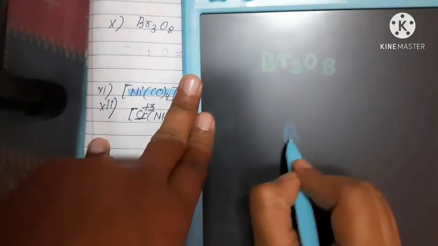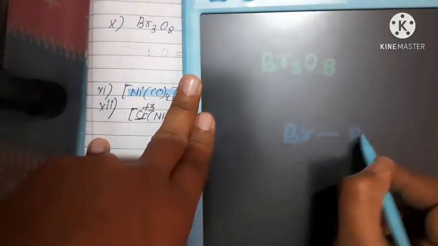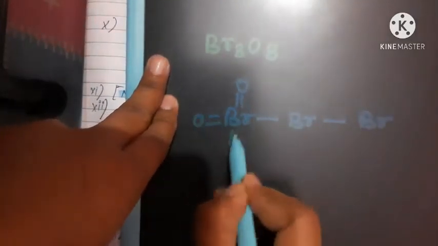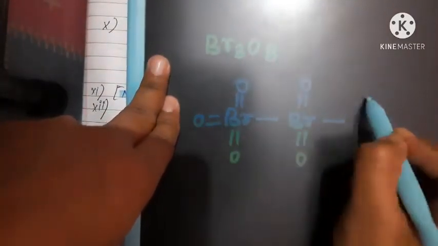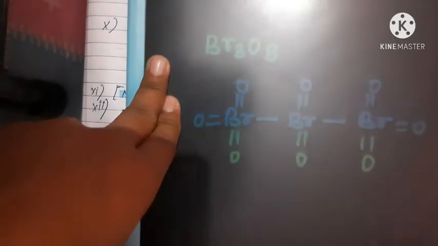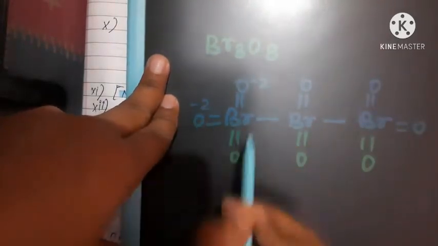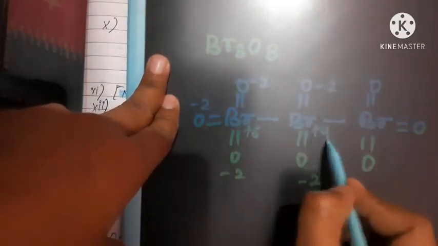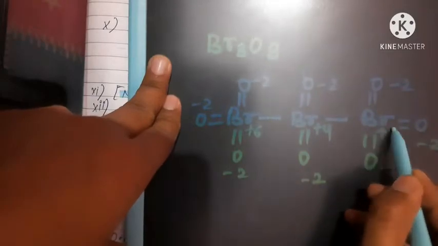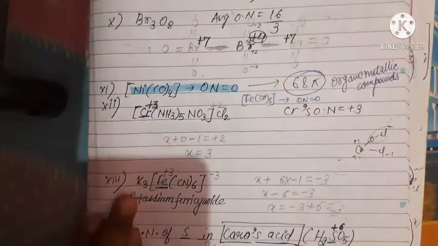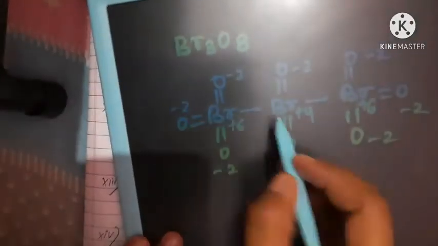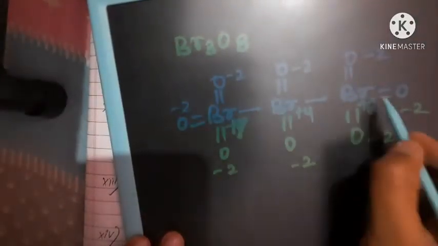Br3O8. Okay. Firstly, we will write Br, and Br. So minus 2, minus 2, minus 2. So plus 6. Minus 2 and minus 2. Plus 4. Minus 2, minus 2, minus 2, plus 6. Okay. One minute, sorry. This one is going to be plus 7 because this one also shares and this one also shares, so plus 7.